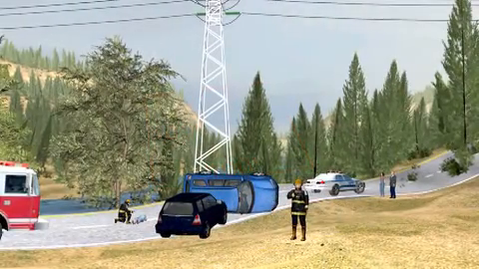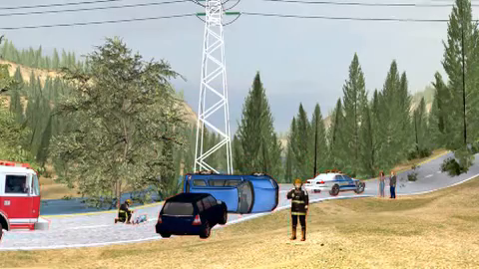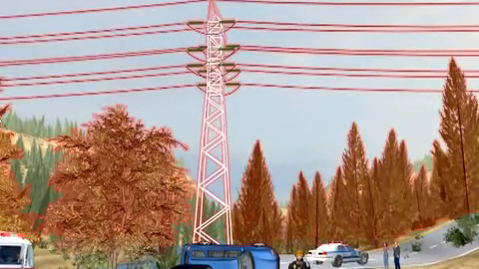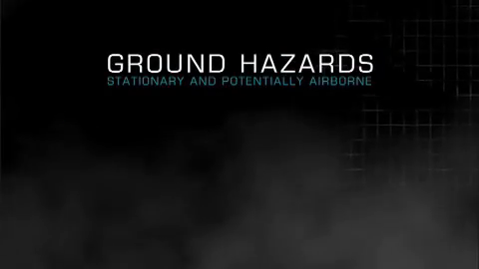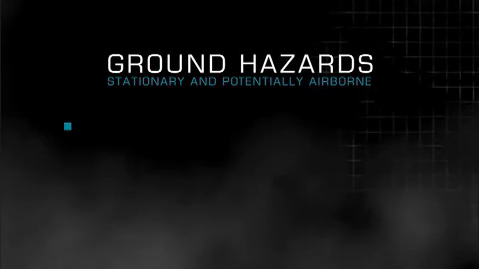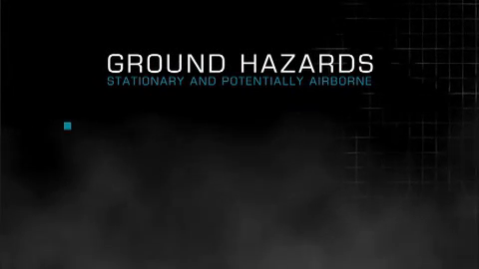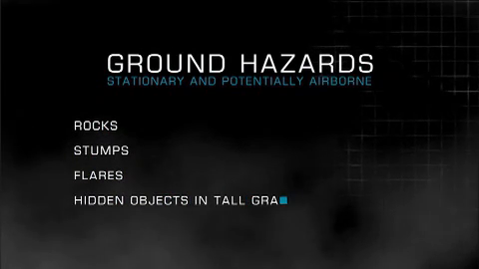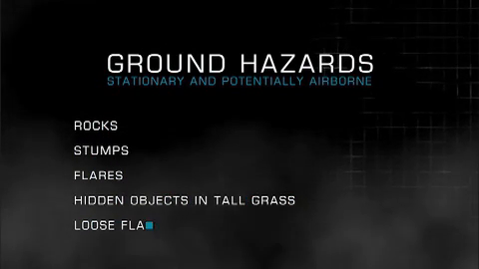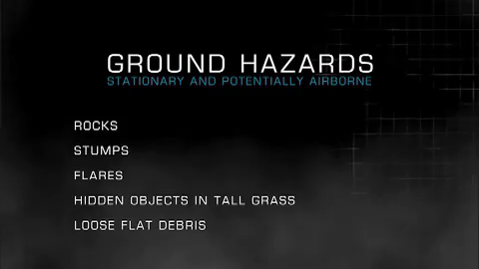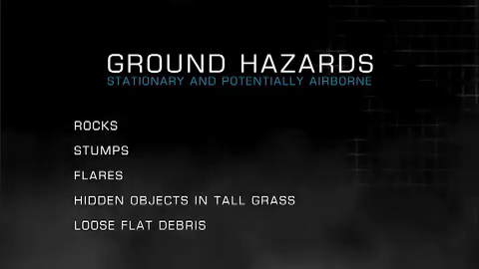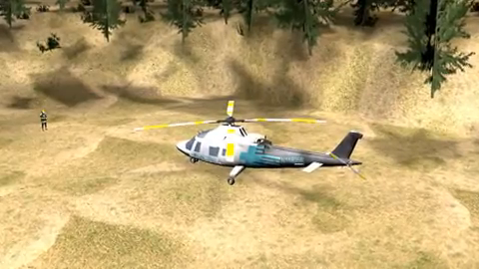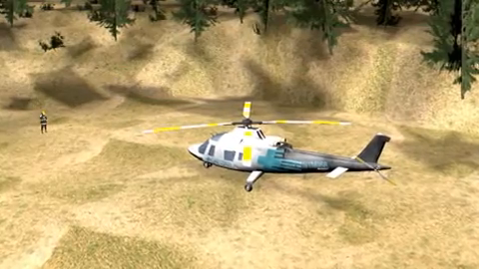There are 2 types of hazards: ground hazards and aerial hazards. Ground hazards include stationary objects and those that may become airborne. Examples are rocks, stumps, flares, objects potentially hidden in tall grass, and any loose flat debris that could act like a wing in the helicopter's rotor wash. To identify hazards effectively, think like a helicopter pilot.